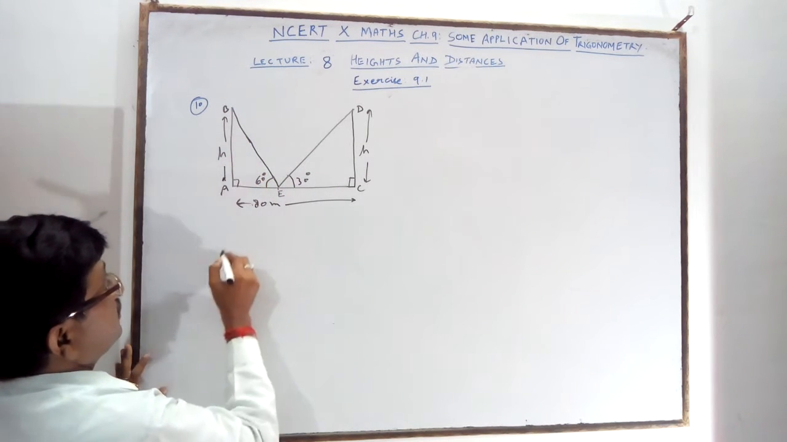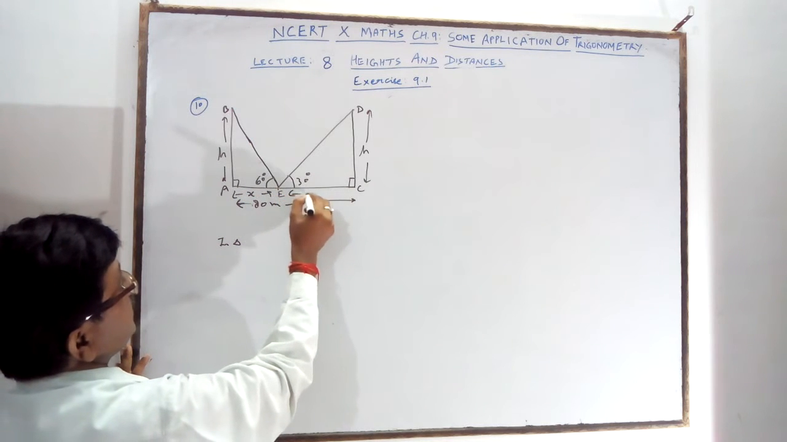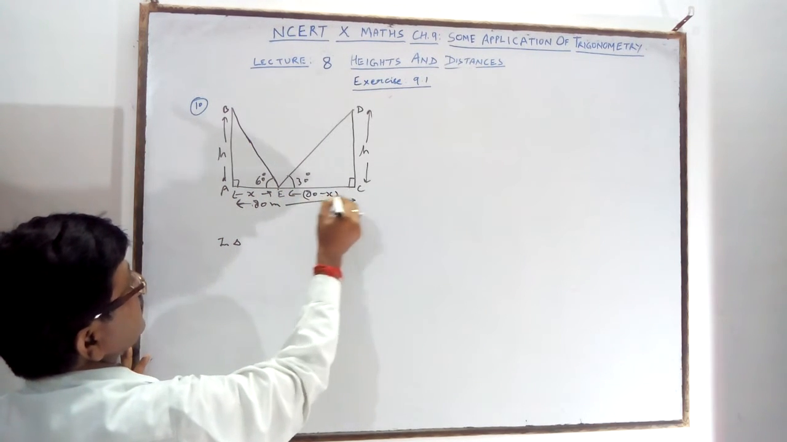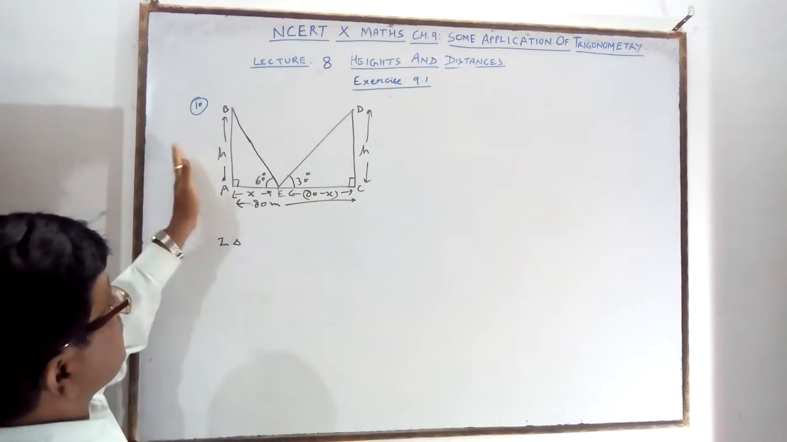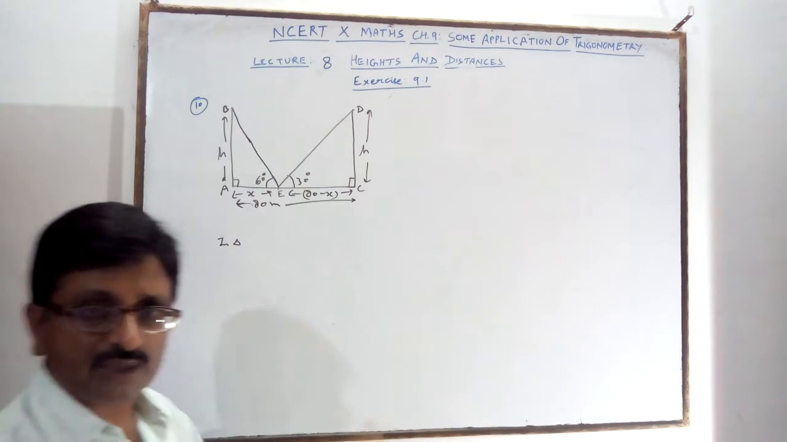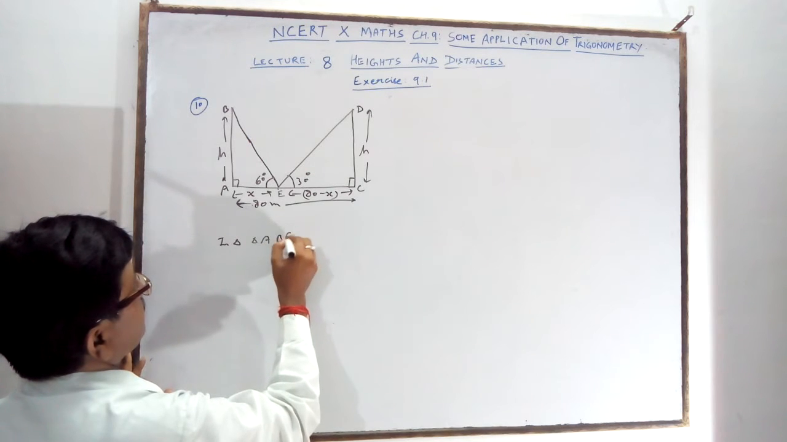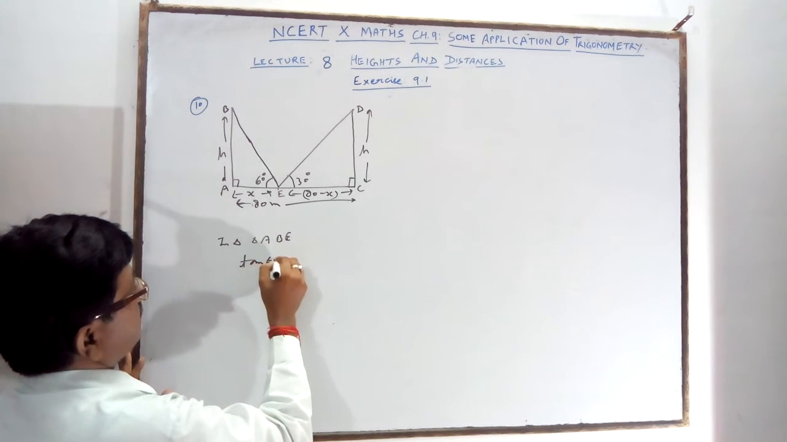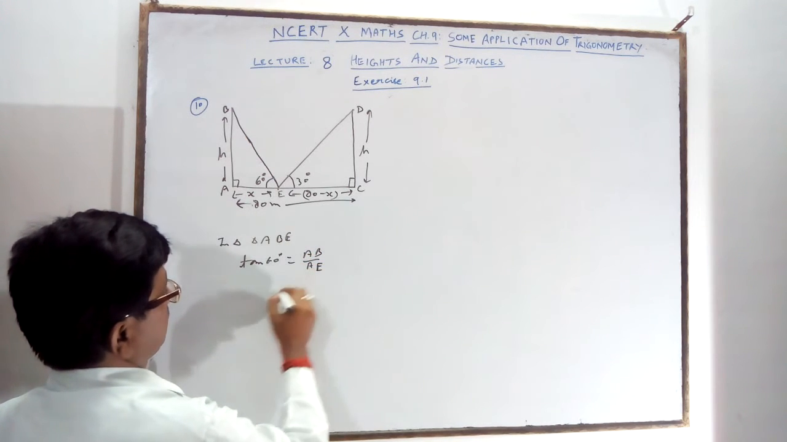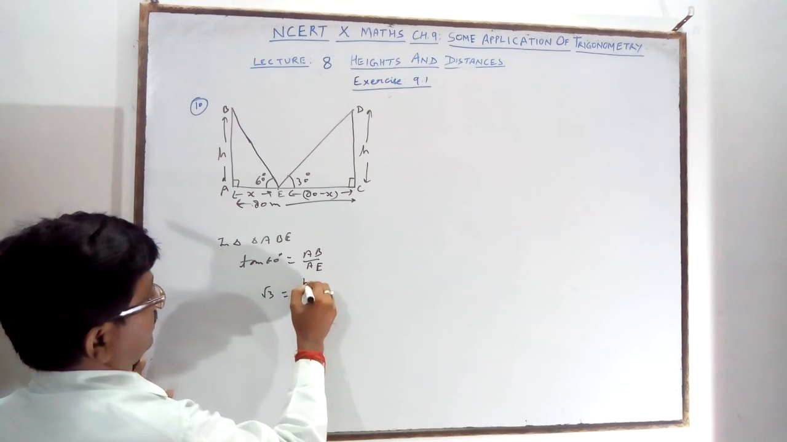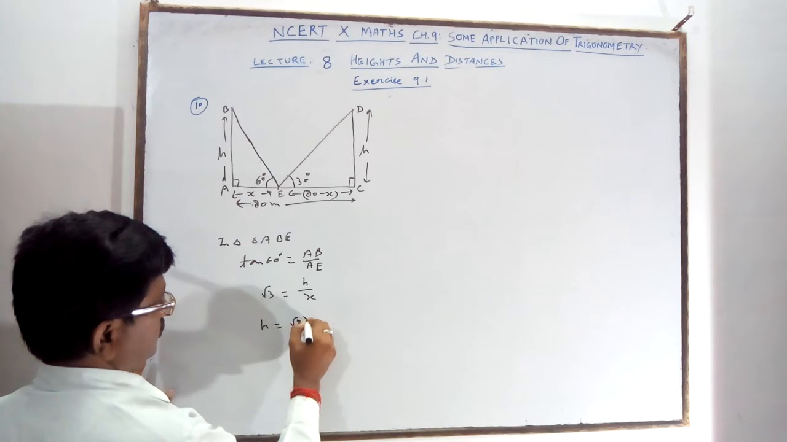Then what will you do? Let AE be x, then CE will be 80 minus x. Both have h common, common means equal. So from both triangles you find h and compare. In triangle ABE, tan 60 degrees is equal to AB by AE. So tan 60 is root 3, AB is h, upon x. So h is equal to root 3 x. It is your first equation.